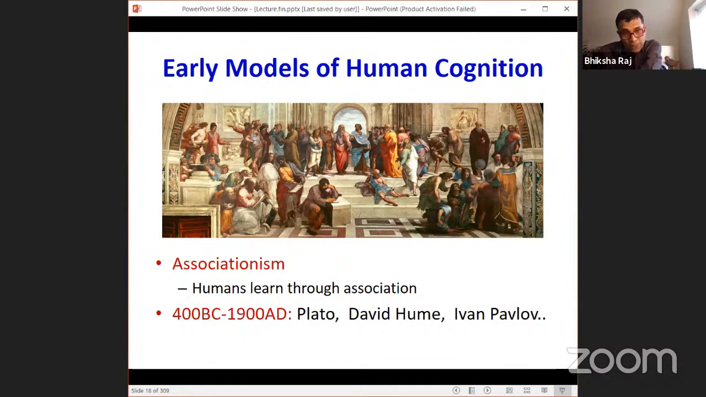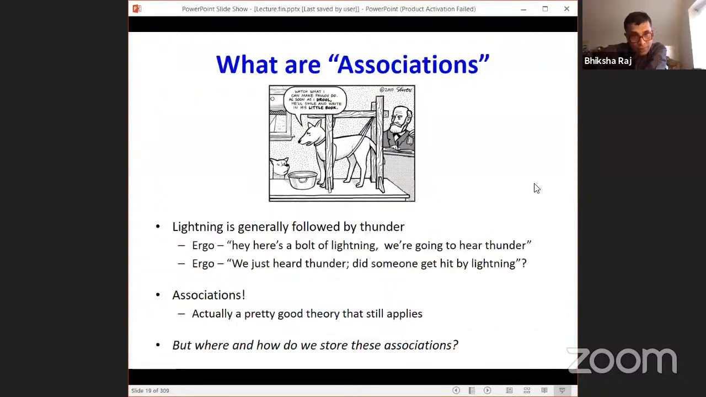In fact, the earliest models for human cognition go back to at least 400 BC by Plato, where Plato's model was one of associationism. Plato hypothesized, or maybe he was just verbalizing some previously existing hypotheses, that humans operate, they learn, and they make their predictions through forming associations. That's why this was called associationism. So what are associations? Consider this.